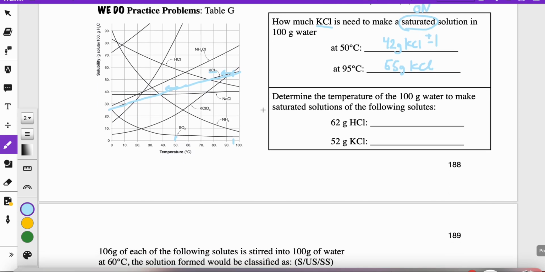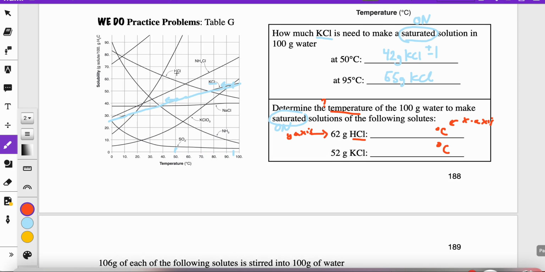Now, I want to look at a second type of question. Once again, determine the temperature of 100 grams of water to make a saturated solution of the following solutes. That means I need to be on their curve. This time, I am given the number of grams, and my unknown is the temperature. So this answer has to come off of the x-axis. My answer comes from the x-axis. My starting information is the y-axis, and I notice I'm using HCl, which is a little bit different for this.